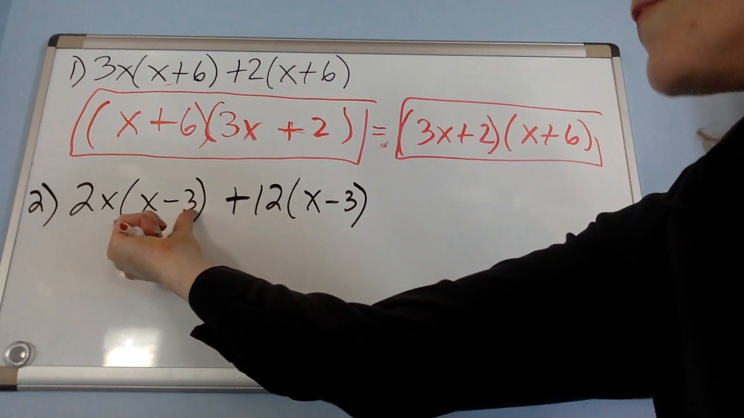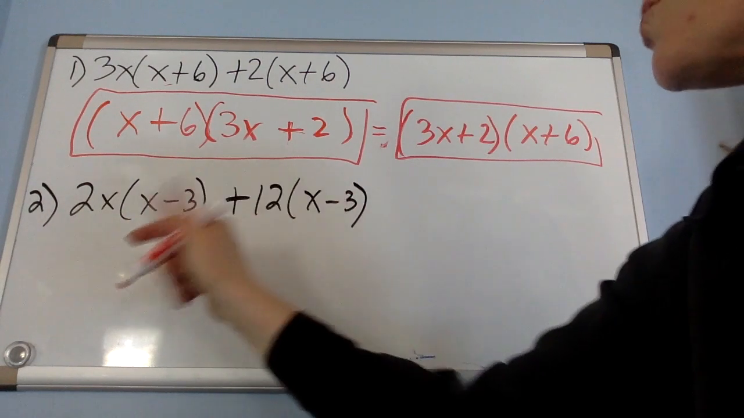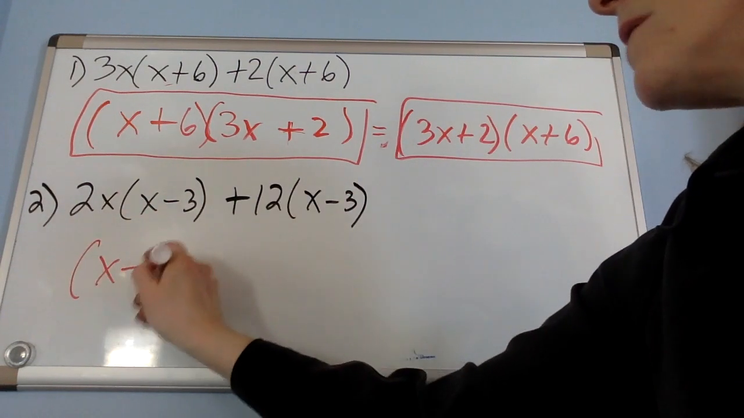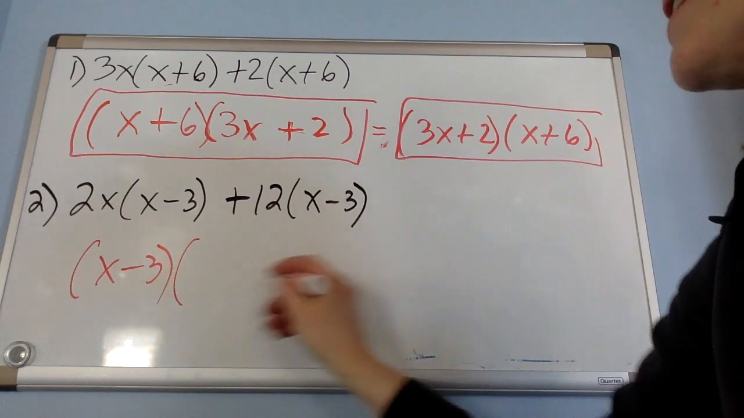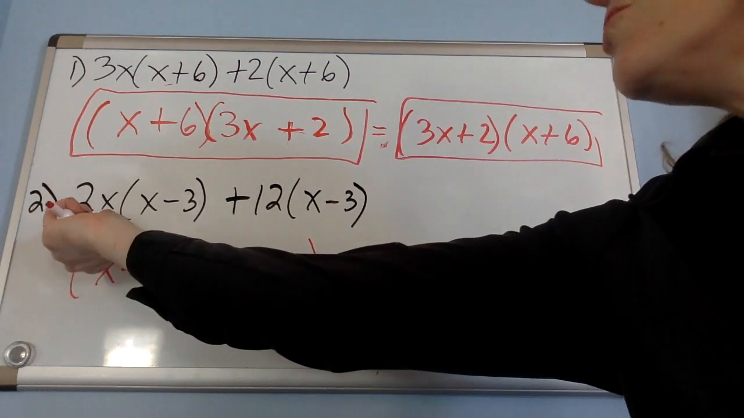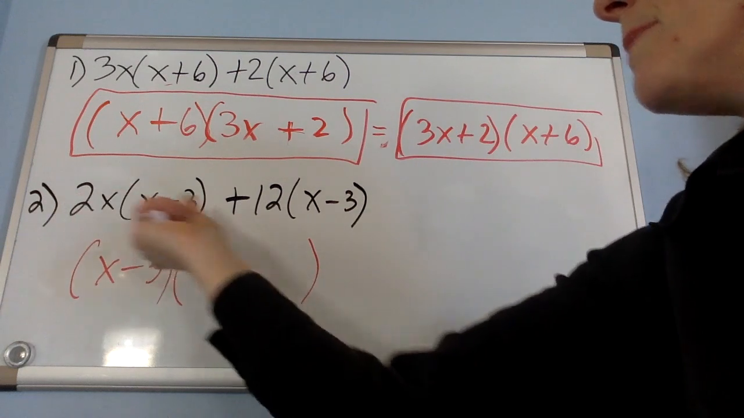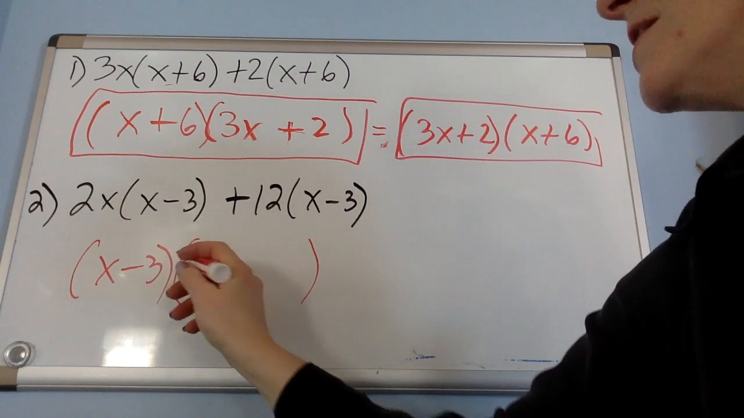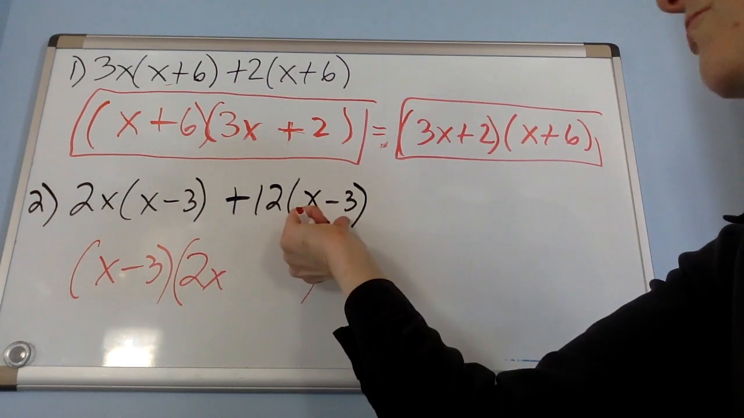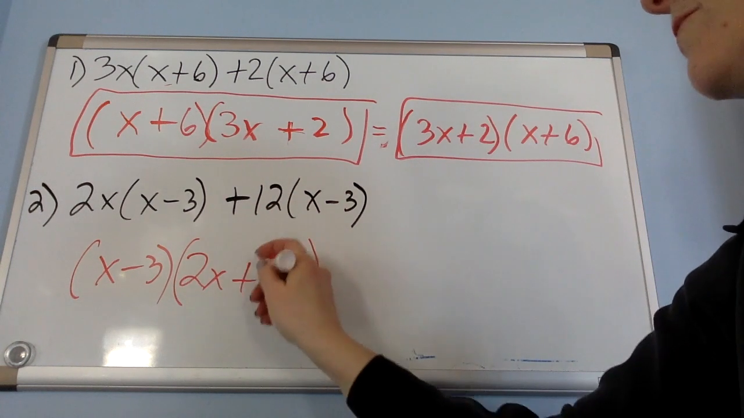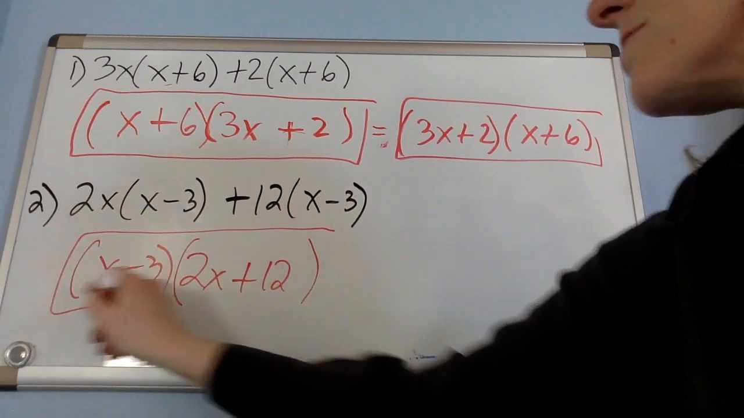Over here, the common factor is x minus 3. So I put down my common factor of x minus 3. And then in the next set of parentheses, I'm going to put down the two things that x minus 3 is getting multiplied by. What's in front of x minus 3 here? 2x. What's in front of x minus 3 here? Positive 12. So again, that's my solution to that one.